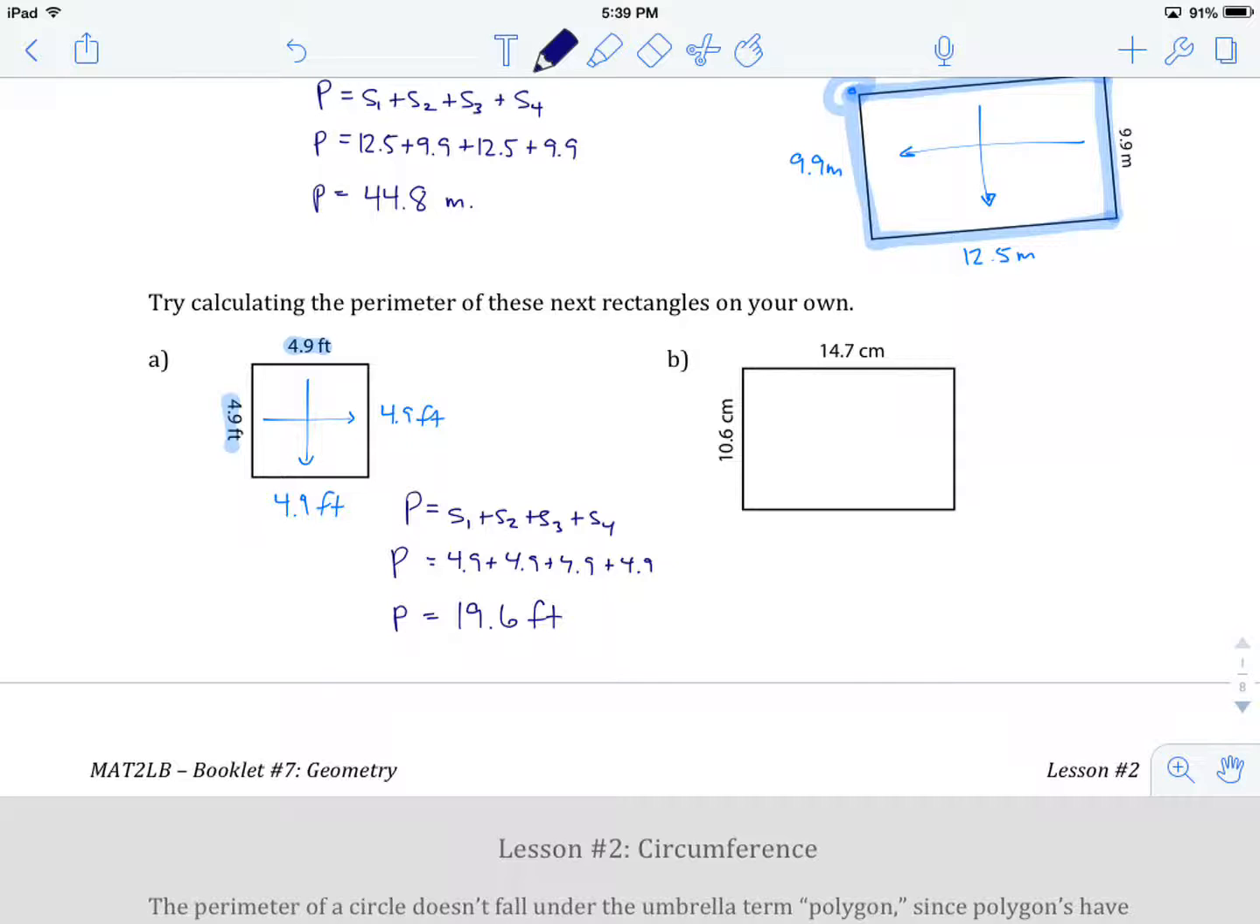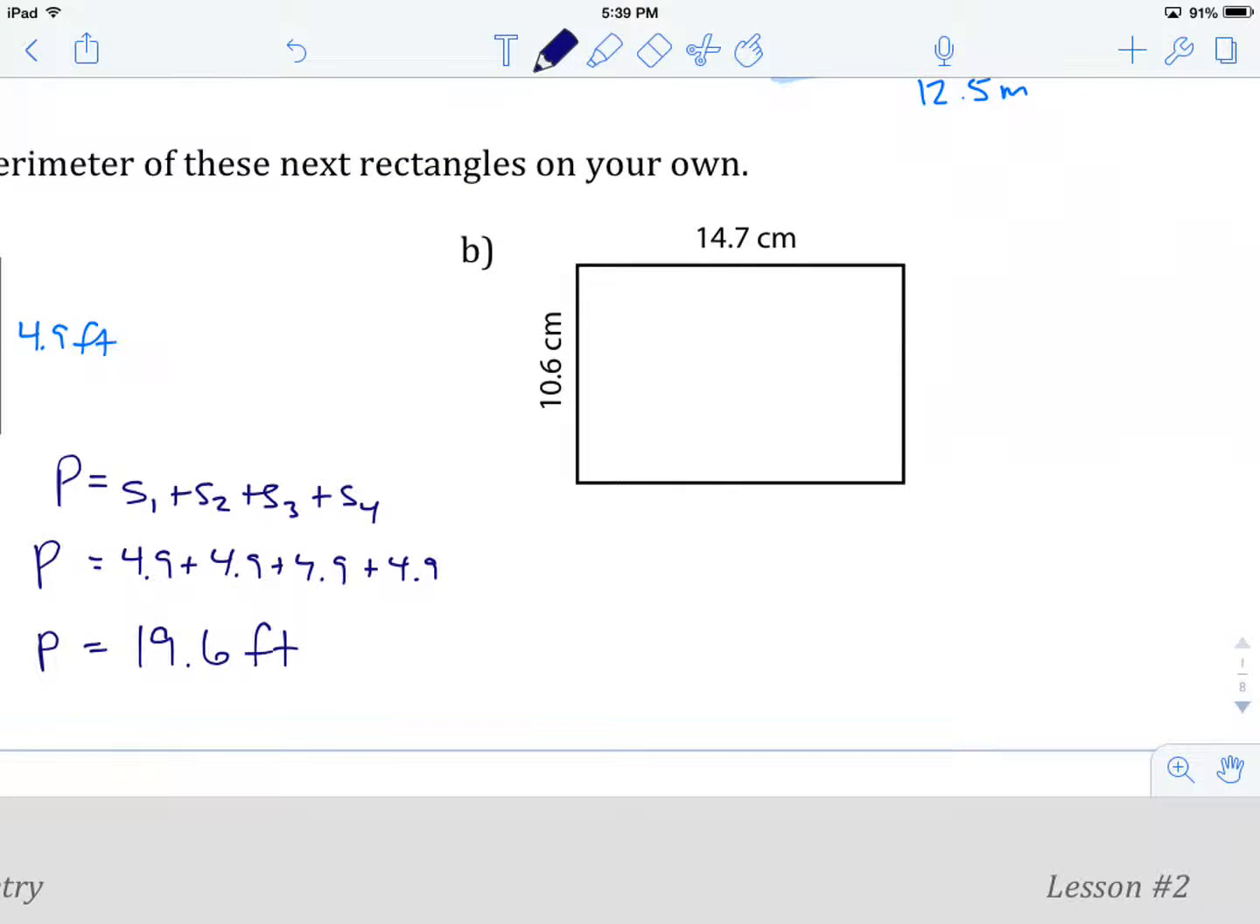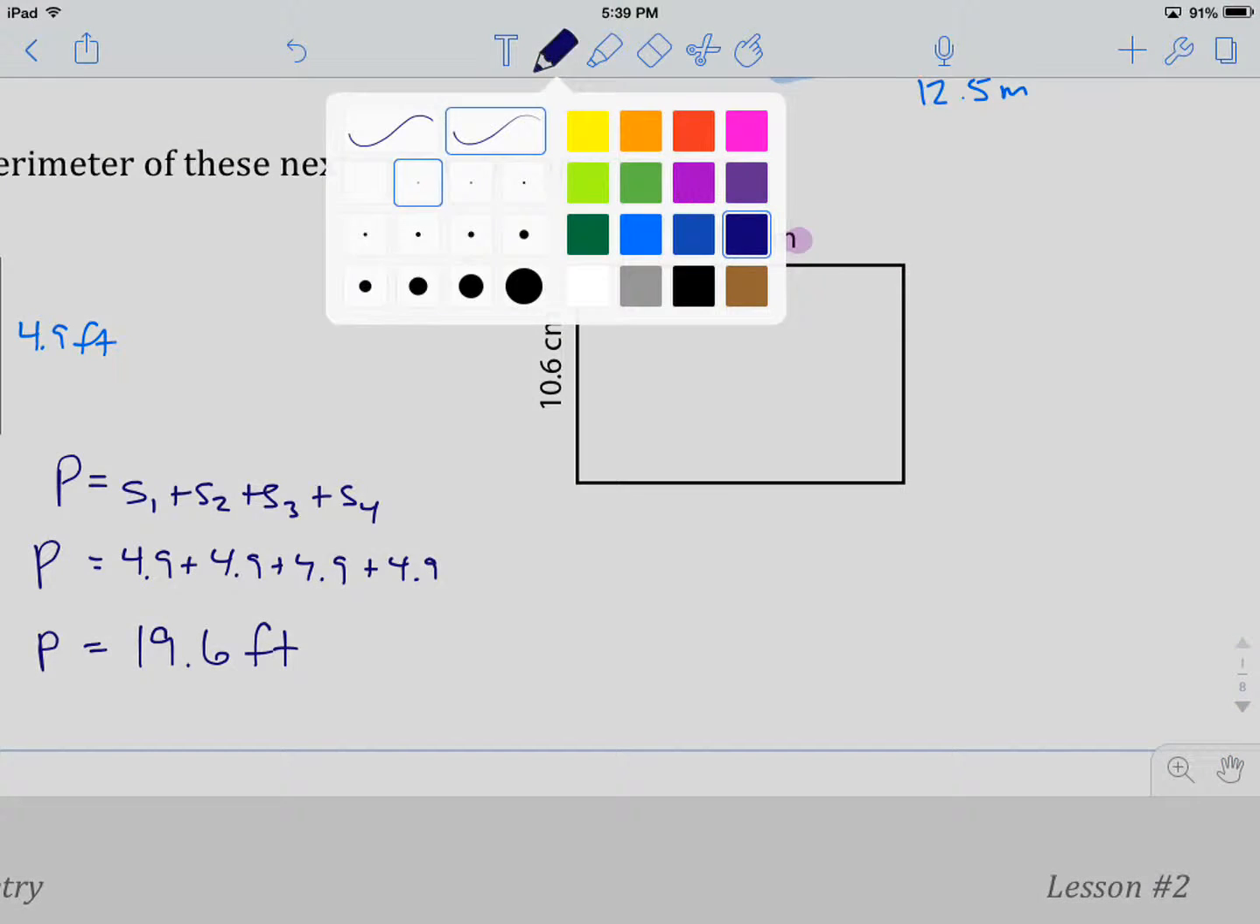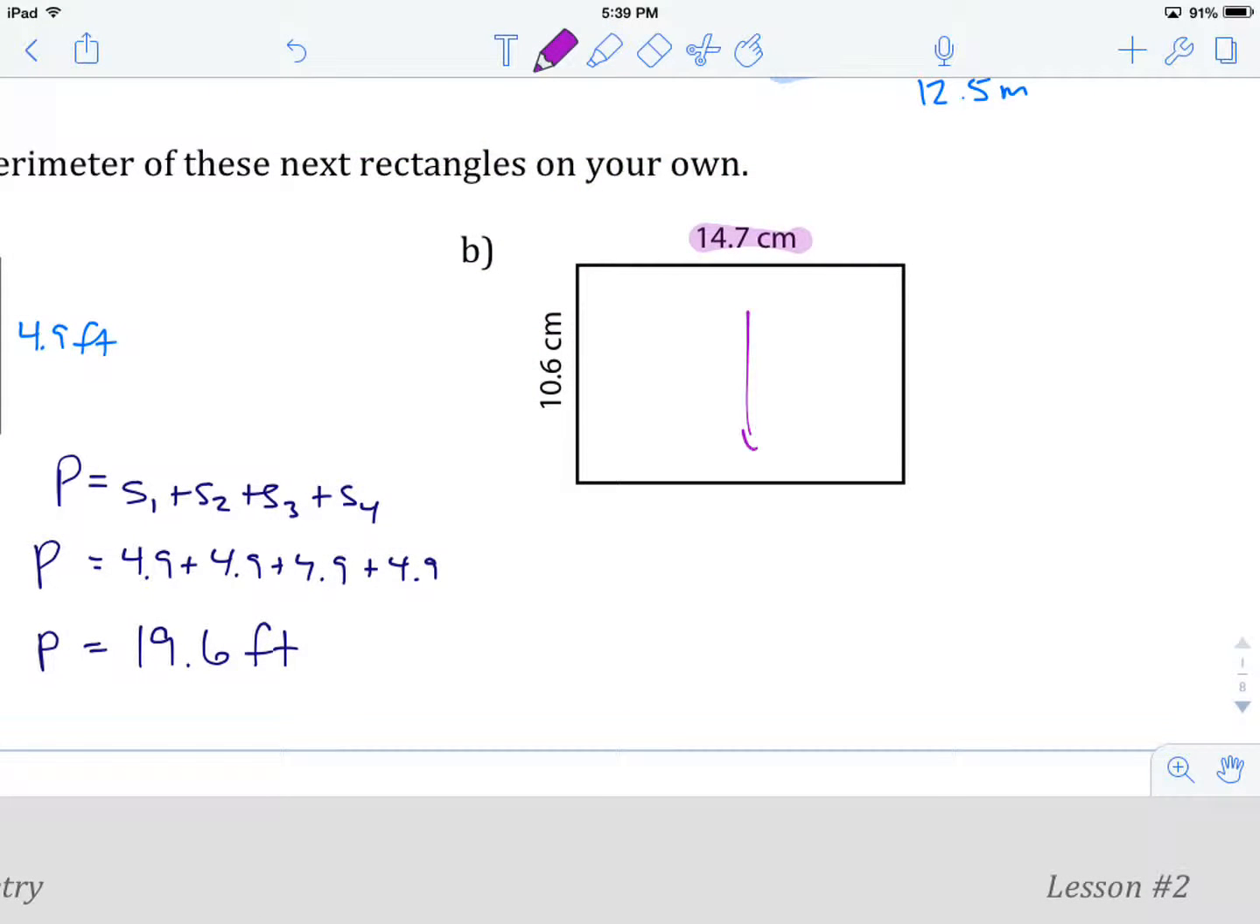So what I'd like you guys to do is hit pause here and you guys try B on your own. When you've got it, come on back and we'll see how you did. Okay, let's see how you did on example B. First, let's have a look at the side lengths here. If this side length is 14.7, then the side opposite, it will also be 14.7 centimeters. Same over here, if we have a side length of 10.6, the side opposite it will also be 10.6 centimeters.